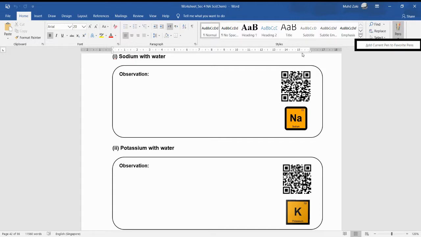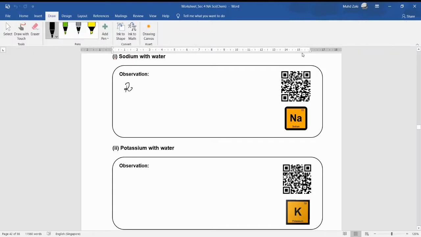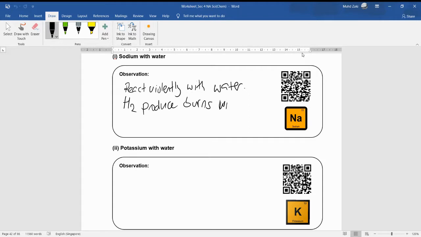So for sodium, it will react violently with water. And don't forget there's hydrogen gas produced. So the hydrogen gas produced will burn with a yellow flame.